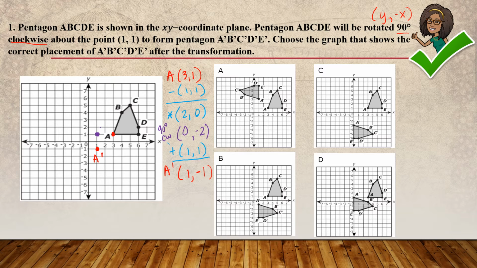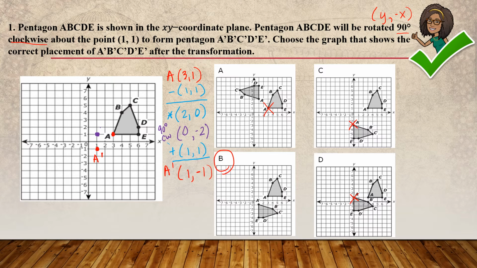Now we're just looking at the 4 different choices and seeing which one has A' at (1, -1). Clearly A is not my choice. Looking at B, B is at (1, -1), so yeah, B is our option. Let's just check the other ones. A' here for C is not at (1, -1), and clearly that's not at (1, -1) either. So B would be our answer.